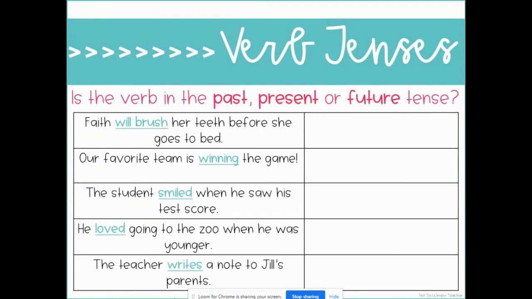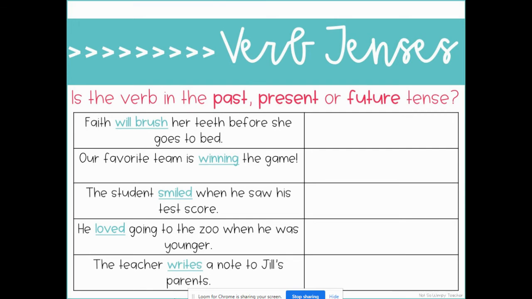Is the verb in the past, present, or future tense? We're not going to write all of these. I just want you to focus. So if you please sit up straight and focus on the screen. All right. Number one, Faith will brush her teeth before she goes to bed. Will brush. Is that something that's in the past? It already happened. In the present, it's happening now. Or in the future, it will be happening soon. Happening later. Did you guys pick future? Perfect. That's what it is.